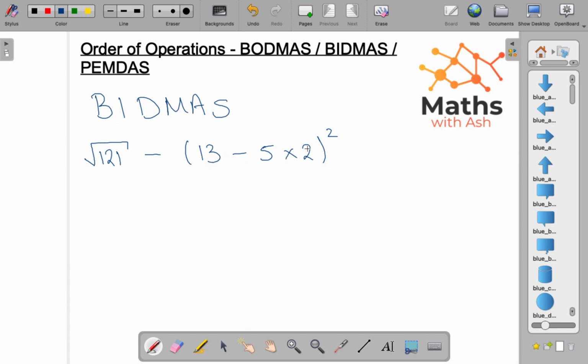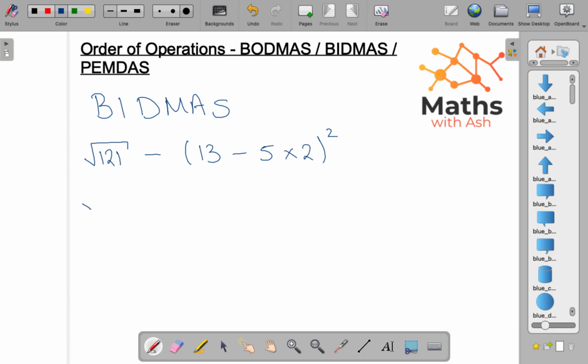Now this one's a bit tricky because we have to do BIDMAS, and that makes us look at the brackets, but then we have to do BIDMAS again inside the brackets. So we go through the normal process. Are there any brackets inside the brackets? No. Any indices inside the brackets? No. Any divisions? Nope. Any multiplication? Yes. We've got 5 times 2, so we need to do that first.